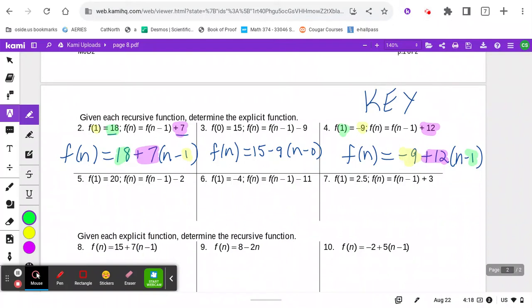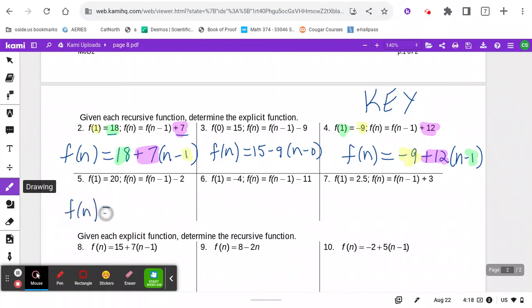All right, looking at this next one, we've got f of 1 equals 20, f of n equals f of n minus 1 minus 2. So we'd go f of n equals, begins with 20, subtracting 2 each time to the one before time 1. So where does this 1 come from? Because this is f of 1 equals. Notice they're all f of 1 equals. We will talk later this week about what happens if that's not a 1.